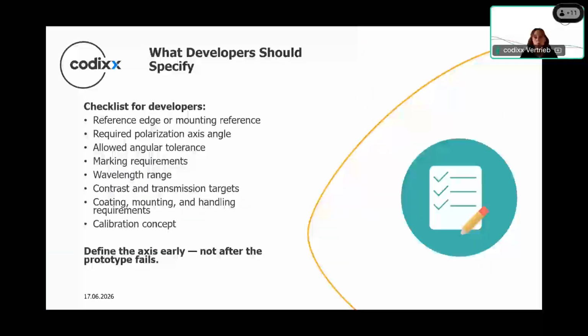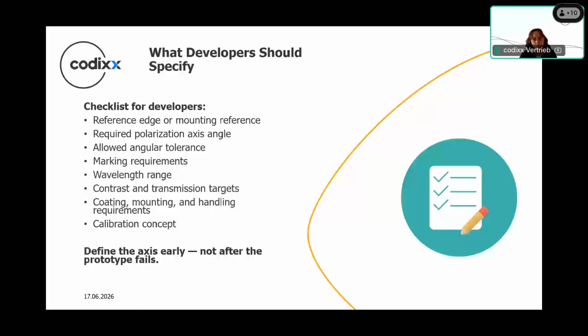So for developers, if you're looking to test a system or design a system, our recommendation is simple. Define the polarization axis requirements early. Specify the reference edge or mounting reference, and define the required angle and the allowed tolerances for your whole system. Clarify whether the axis needs to be marked on the polarizer or on the mount.